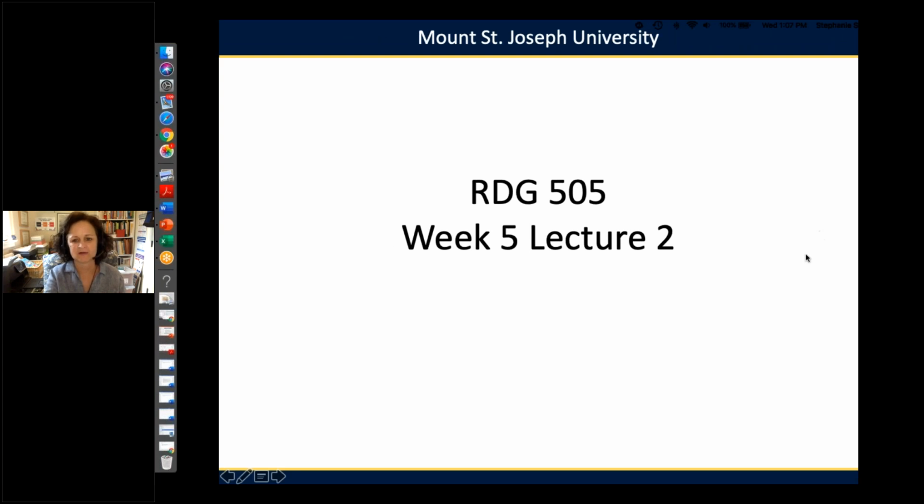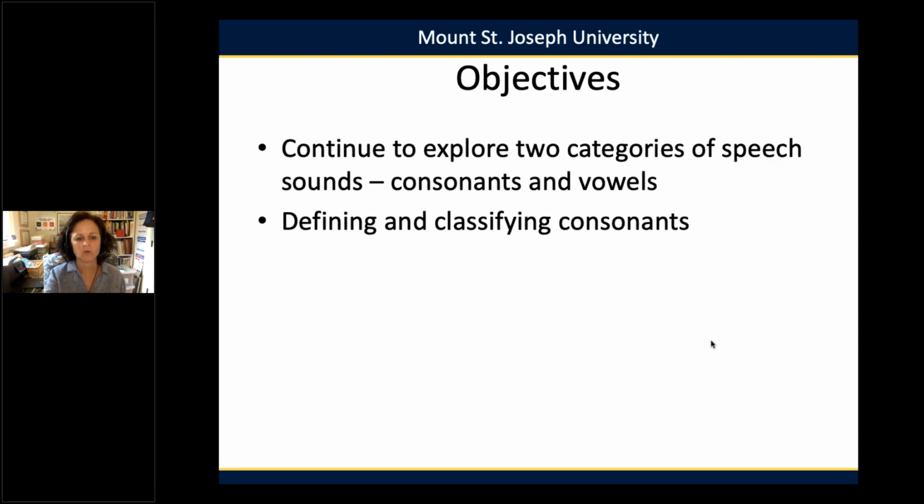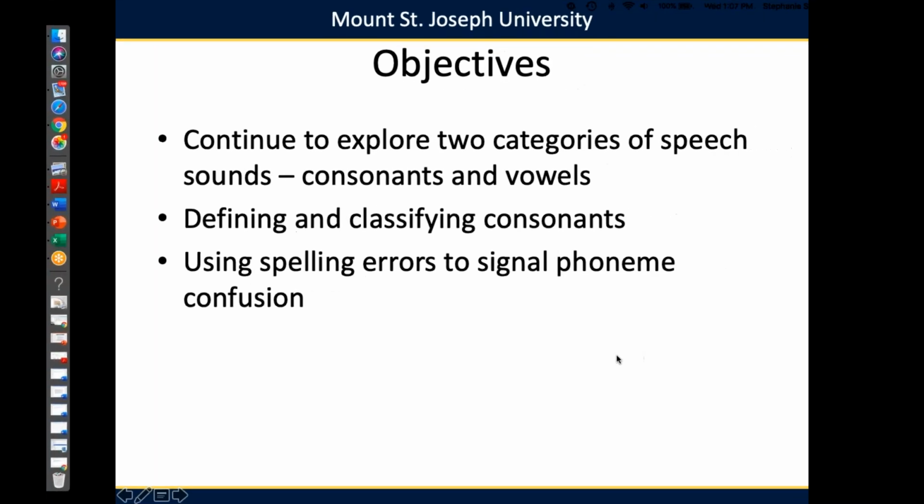In this lecture, we will be exploring the two categories of speech sounds, consonants and vowels. We will do a little bit more definition and classification of those two types of speech sounds. And we'll be looking at student spelling errors and how that might signal to us the phonological confusion that young children often have.